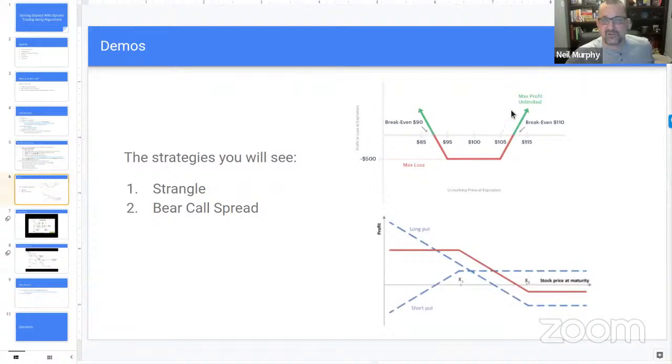All right, so we're going to show you a couple of strategies. Now, these are strategies I wrote a little while ago. One of them is called a strangle. The other one's called a bear call spread. I've put in some charts here to show you what they are. I could explain them right now, but in fact, I explain them in the videos I'm going to show you, so I don't want to waste everybody's time by duplicating the explanation.